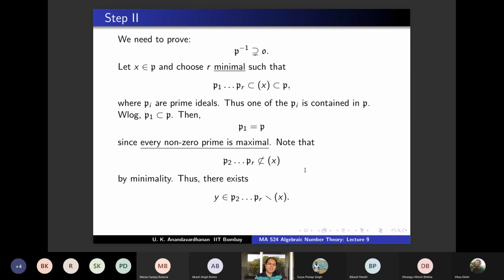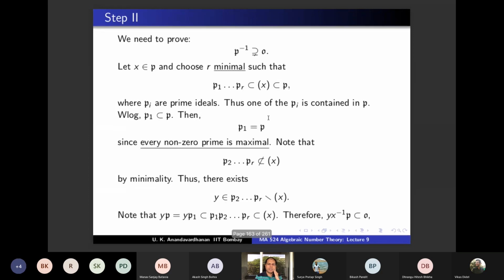Okay, now let's argue with this. If you take y times p, that is y times p1. What do you know? Y times p1 is contained in p1 times etc. p2 times etc. pr. So y times p is y times p1, which is contained in p1 times etc. pr, which is contained in x. That is given to us. So y times p is contained in x.